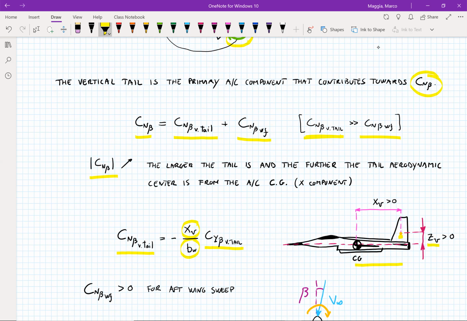And it is considered positive if the aerodynamic center, or the center at which the side force is applied, is behind the center of gravity. So it has to be a tail, the back of the aircraft. If you had the tail in the front, well, it wouldn't be a tail anymore, but let's say if you had a surface on the front, then xv would be negative and it will create instability.